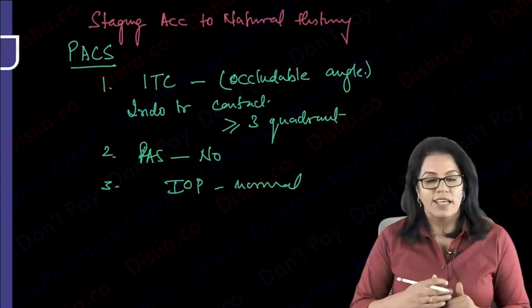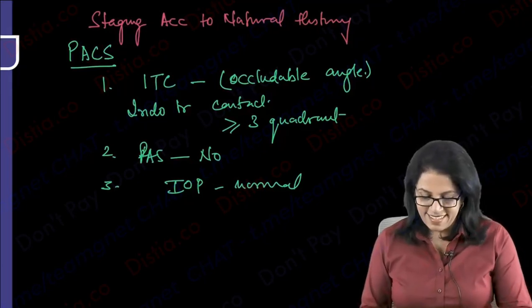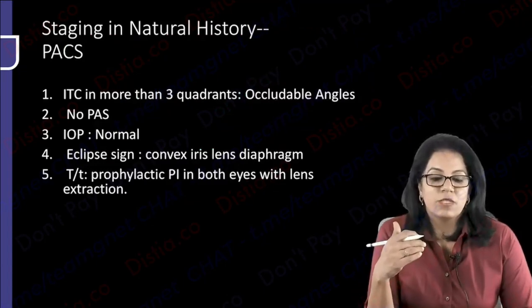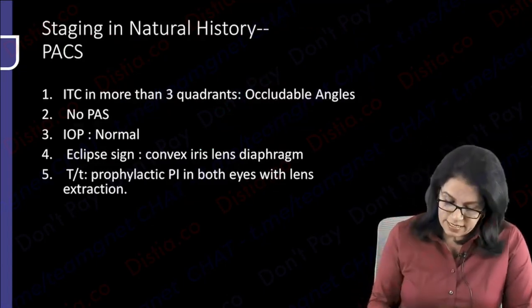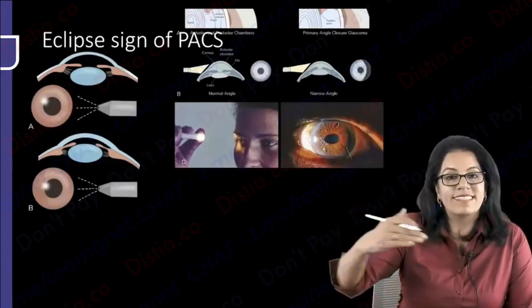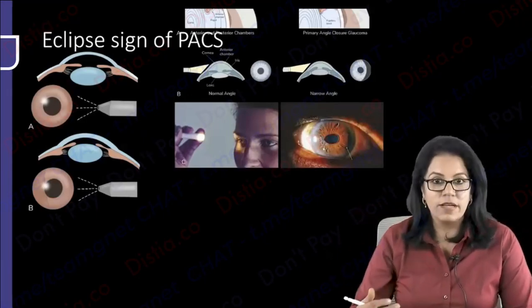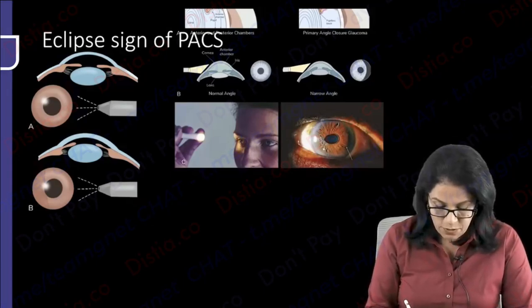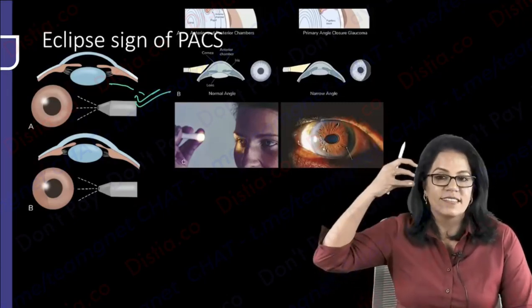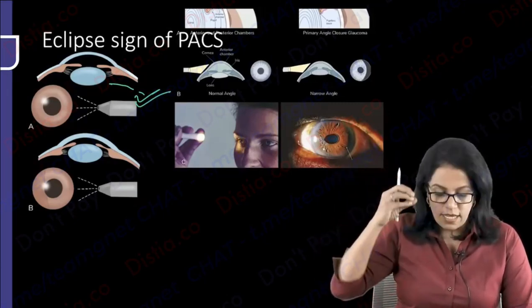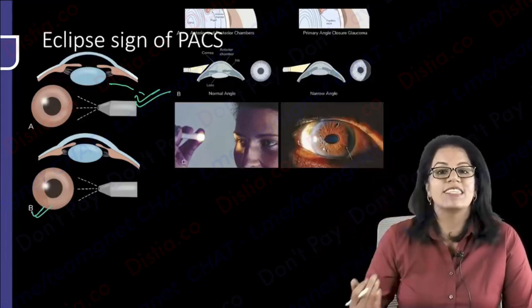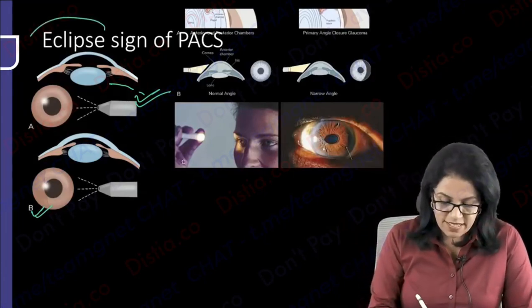Mainly when I am looking at the lens iris diaphragm, let me show you, it is convex. If the lens iris diaphragm is convex, what do you see? There will be some shallowing of the anterior chamber. So what is happening here? If I show this torchlight from one side at the angle, what I see is a dark shadow on the opposite side because of more convexity of the iris. And this is called the eclipse sign.